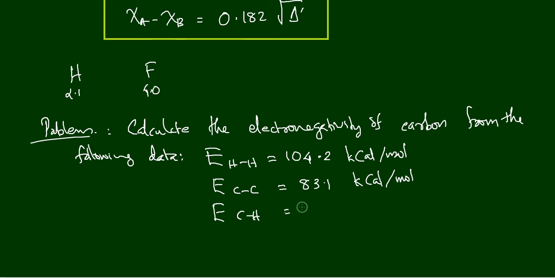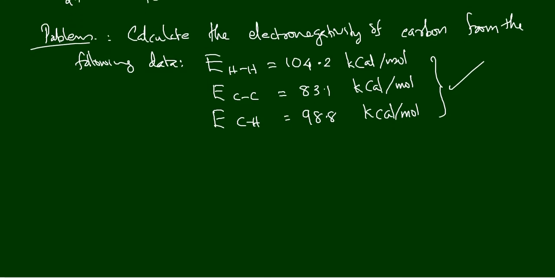E_CH is the bond dissociation energy of the carbon-hydrogen bond, that is 98.8 kilocalorie per mole. So all the bond dissociation energies are given in kilocalorie per mole, so you don't need to do any other unit conversion. Now we can directly apply our relation.